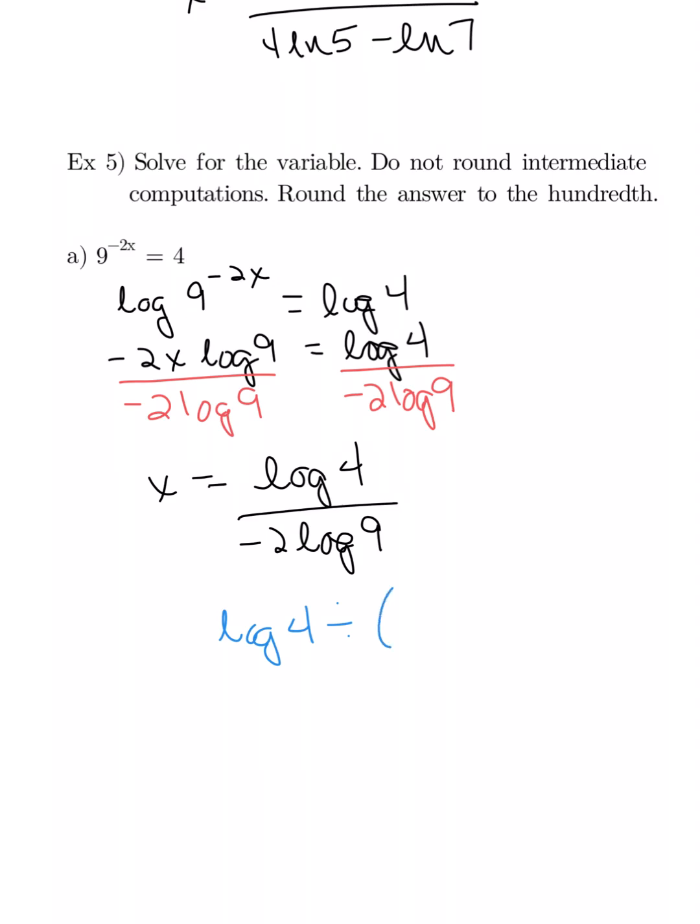open a parentheses, negative 2 times log of 9, and then close your parentheses. Your answer should come out rounded to 2 decimal places as negative 0.32.